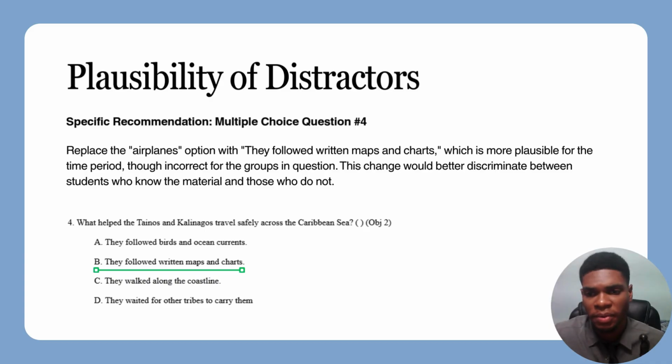One recommendation we would give is to replace the airplanes option with they followed written maps and charts, which is more plausible for the time period, though incorrect for the groups in question. This change would better discriminate between the students who know the material and those who do not.